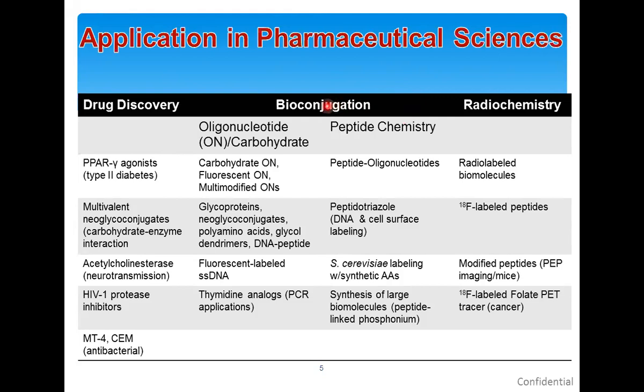So what does bioconjugation mean? It involves the attachment of synthetic labels to biomolecular blocks, such as fusing two or more proteins or linking a carbohydrate to a peptide.